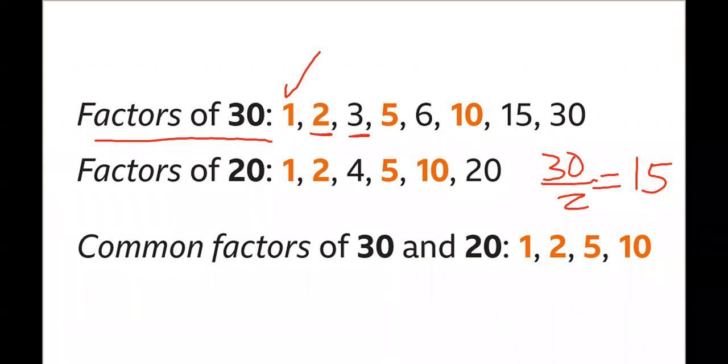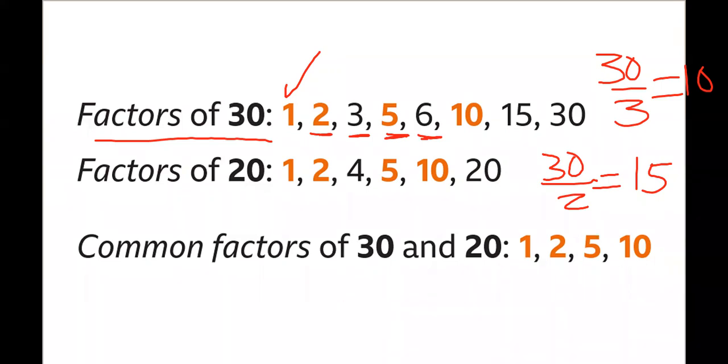Then the next factor is 3, because if you take 30 and divide it by 3, you are going to get 10, and 10 is a whole number. Then the next number that can divide 30 is 5, because 30 divided by 5 you get 6. Then the next factor is going to be 6, because 30 divided by 6 you get 5.